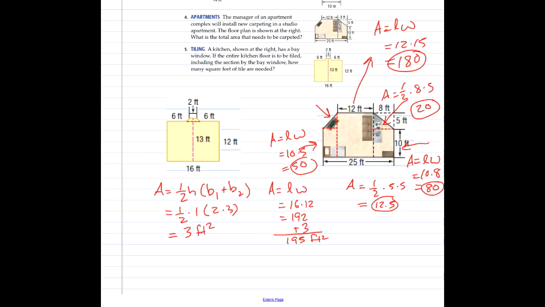So here it goes. Here we go. We got 50 plus 12.5 plus 80 plus 20 plus 180. That's 1, 2, 3, 4, 5. And we add all those up, and from that mess we get 342.5 square feet. Wasn't that fun? Not.